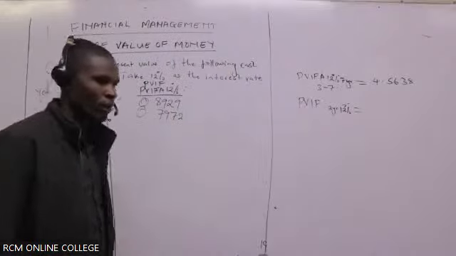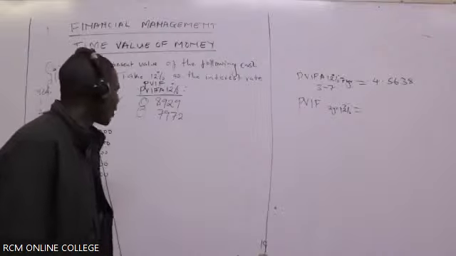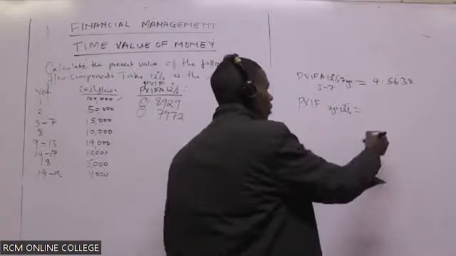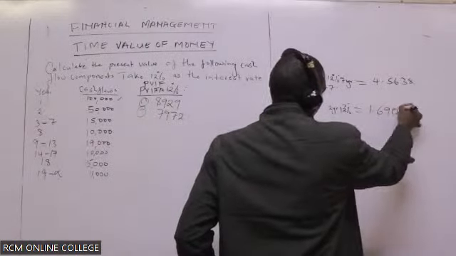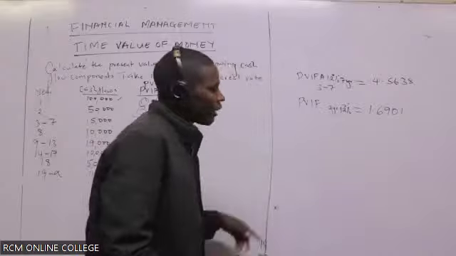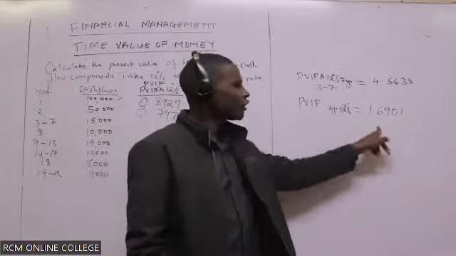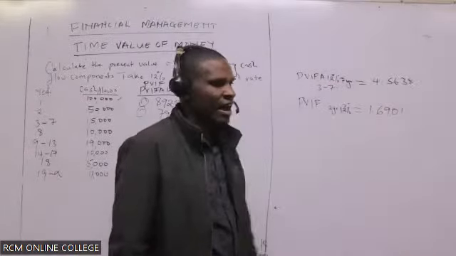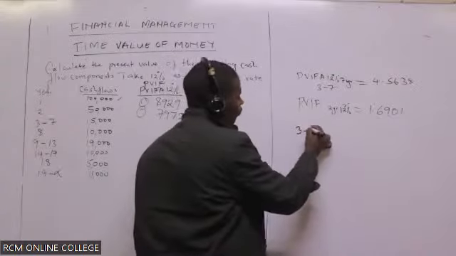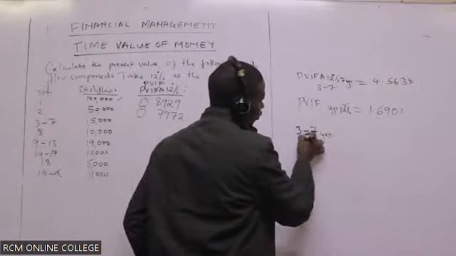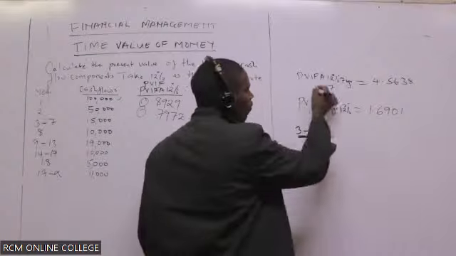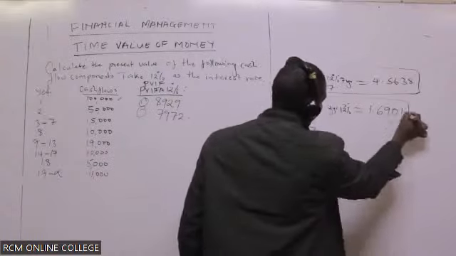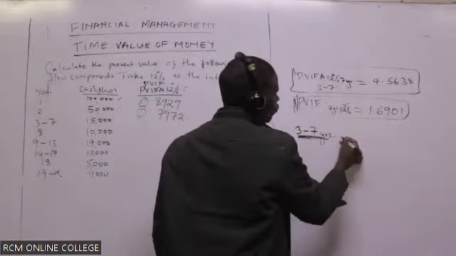Can you add the two? It will be 2 point something or 1 point something, I don't know. 1.6901. Okay. This is the PVF for 2 years, and this is the PVF for all 7 years. How do we get the PVF for 3 to 7 years? How do we get that value? We take this whole, bigger one, and subtract this smaller one. The difference that remains will be this. So it will be 4 point something.